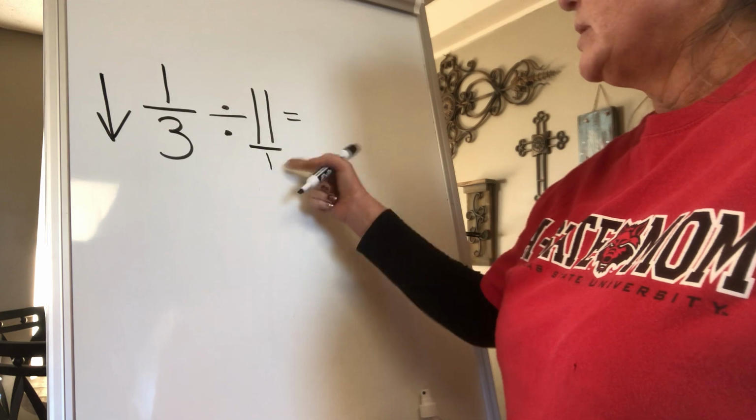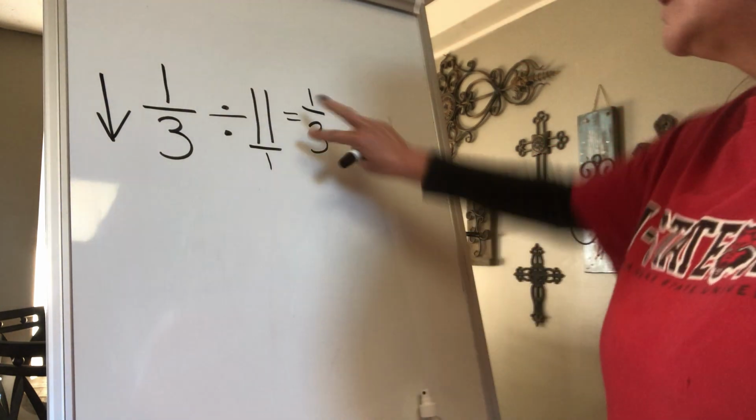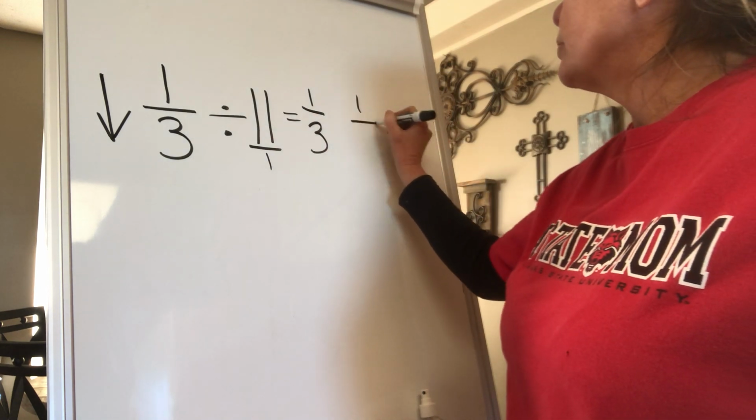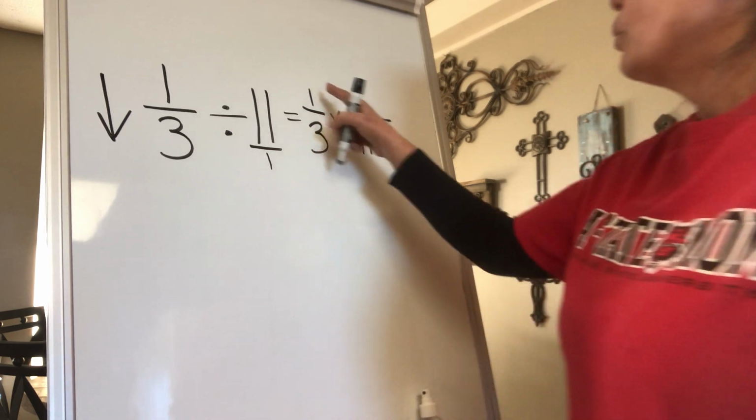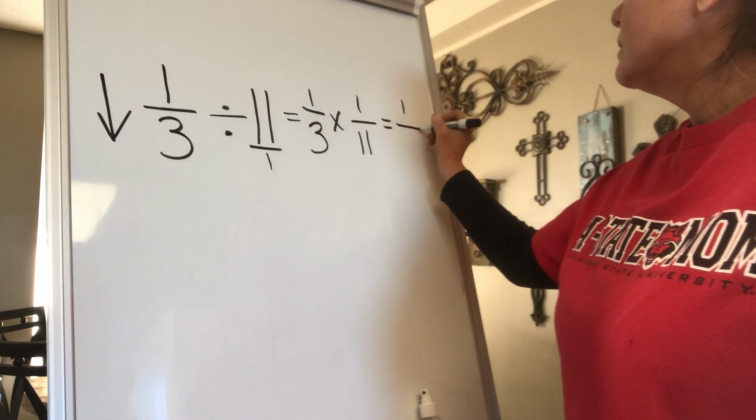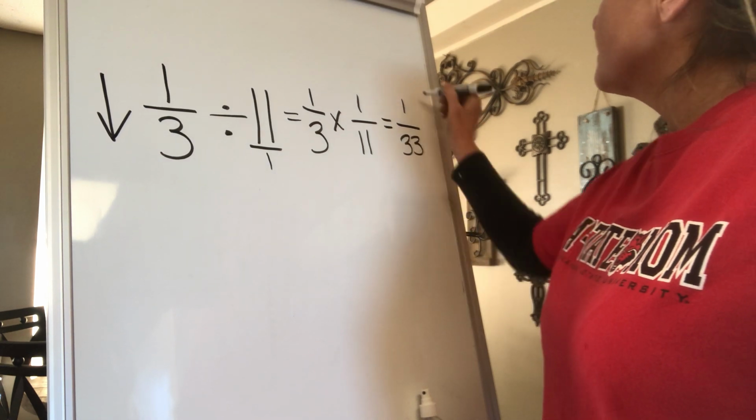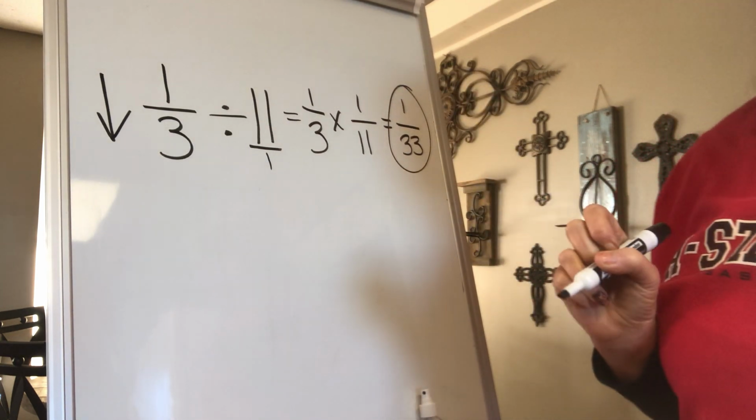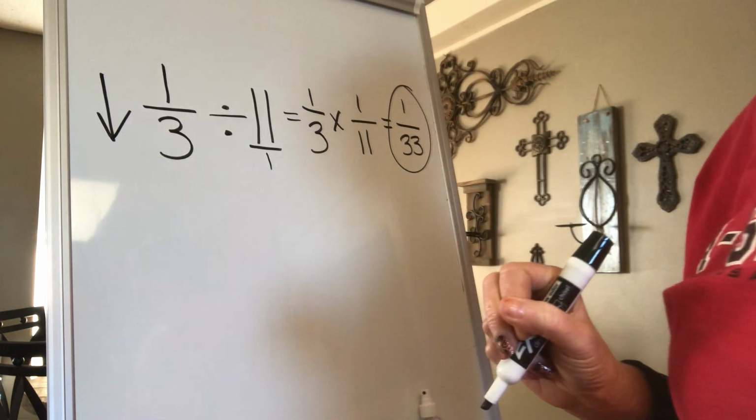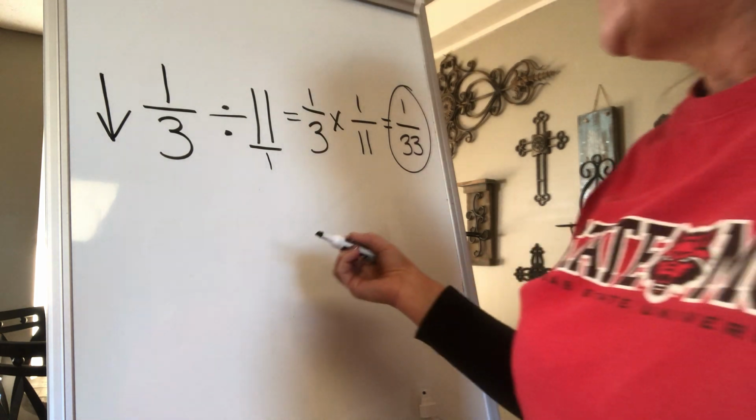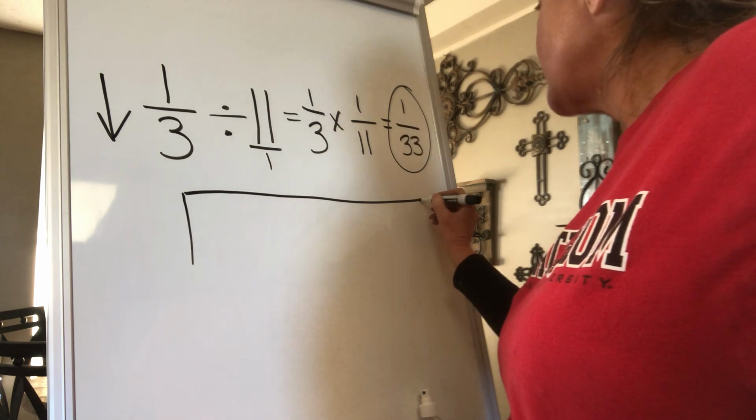I put this over 1. I slide my 1/3 on over. I flip the second, or do the reciprocal, and then I multiply. 1 times 1 is 1. 3 times 11 is 33. So each grain of rice is going to be 1/33.